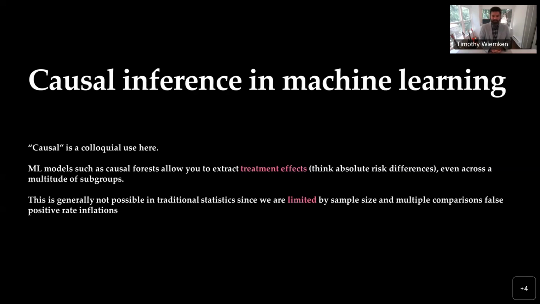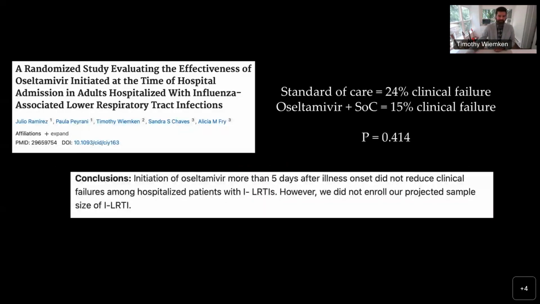Causal forest is one, and I'll show you an example of this. The coolest part of it is it lets you do this across subgroups. So you train one big model, and then you can actually look at subgroups in that model to get treatment effects. I'll show you a use case for this. We don't have the limitations like sample size and false positive rates in machine learning as we do in frequentist stats.